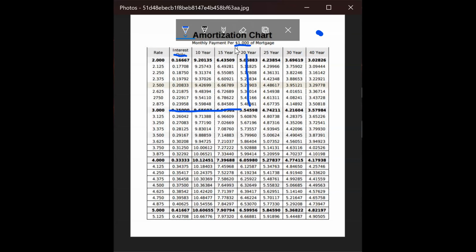So if you had a $2,000 mortgage, you would multiply that by 2. If you had an $80,000 mortgage, you would multiply it by 80, okay? And you would find the principal and the interest, okay?